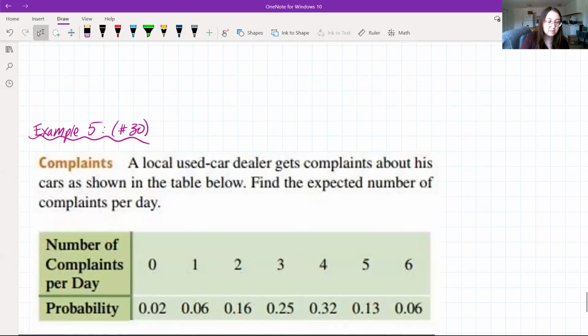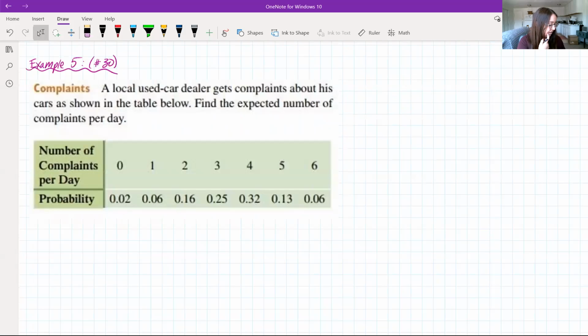All right, then for our last example, example 5 here. A local used car dealer gets complaints about his cars as shown in the table below. Find the expected number of complaints per day. So we have the number of complaints per day and then the probability.